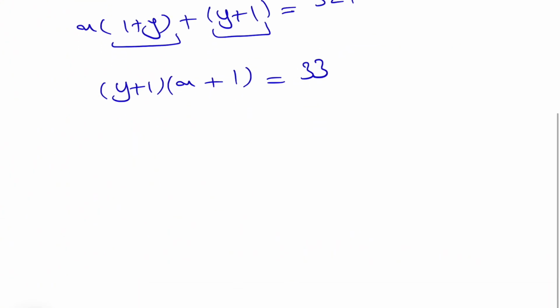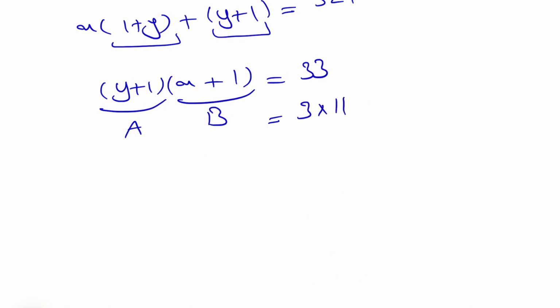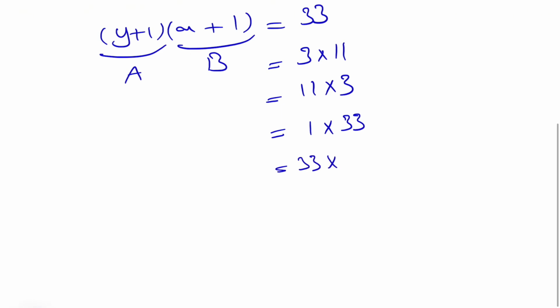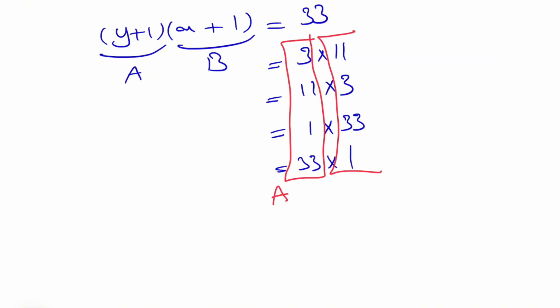If we call these a and b, we have 33 on the other side of the equation. Let's find different options that make 33. 33 divided by 3 gives 11, so the first one is 3 times 11. That's one way. The other way is 11 times 3. We can do 1 times 33, and we can do 33 times 1. So we have 4 different combinations that give us 33, and we can consider the left one a and the right one b, and go over the different combinations to find the answer.